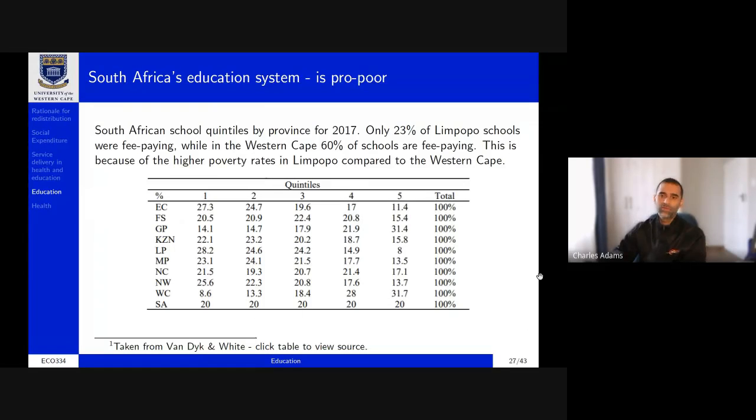So 60% of Western Cape schools are in quintile 5. For Gauteng, it's quite high as well, more than 50%. And for some other provinces, the vast majority of schools are in the lower 3 quintiles, non-fee paying schools, and very few schools are fee paying. So if you look at the Eastern Cape, for example, only 28% of all schools are fee paying. And for Limpopo, it's even lower at 23%. Right. So, of course, this maps onto the different poverty rates across provinces.